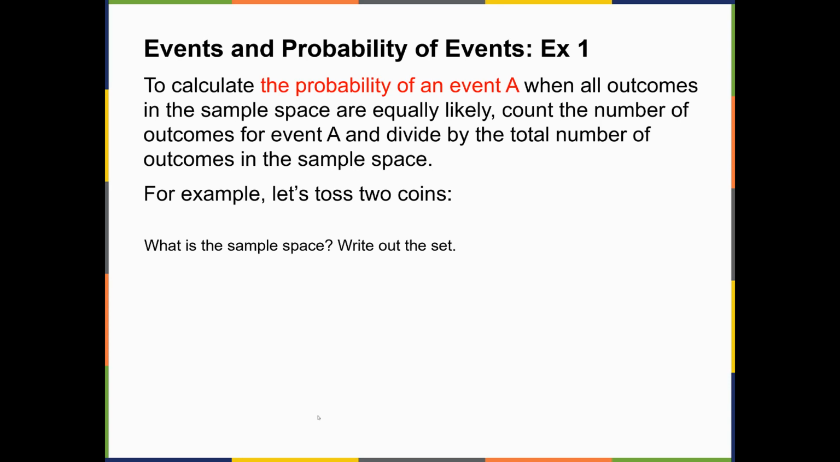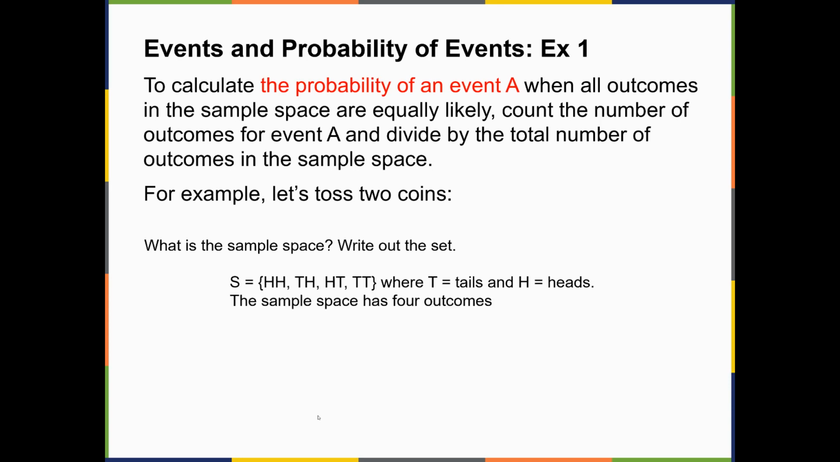Let's start with an example of tossing 2 coins. What is the sample space if we toss 2 coins? Let's write it out as a set. So here's my sample space S. It's equal to heads, heads. That's heads on the first, heads on the second. Tails, then heads, heads, then tails, and tails, and then tails. Those are the 4 possible outcomes that could occur in my sample space. Nothing else could happen. Okay?